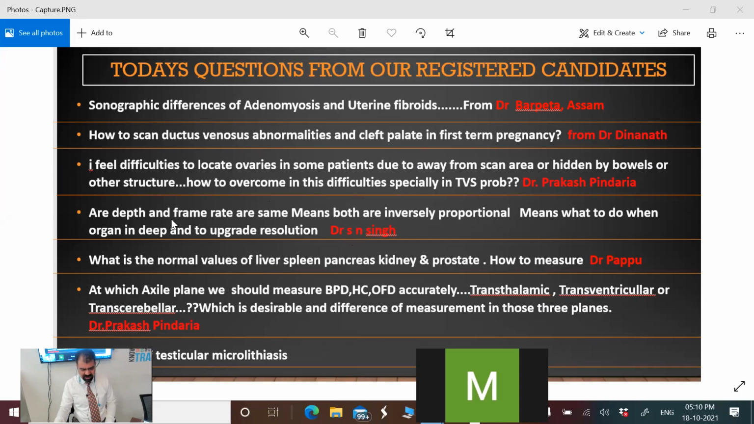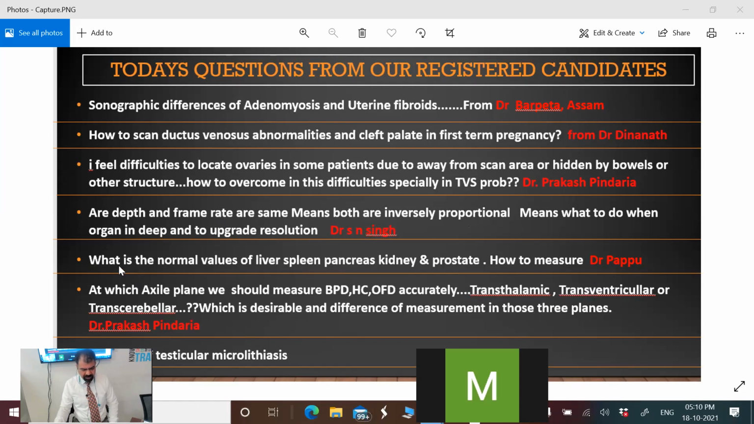Next question from SN Singh is that are depth and frame rate same? Means both are inversely proportional. Means what to do when organ is deep and to upgrade resolution. So I'm summing up the question. I'm making it easy that Dr. SN Singh wants to know whether frame rate and depth are inversely proportional and what to do to improve the resolution if the organ is deep. We will discuss these things in detail. So first, I am just giving you a short glimpse of the questions.